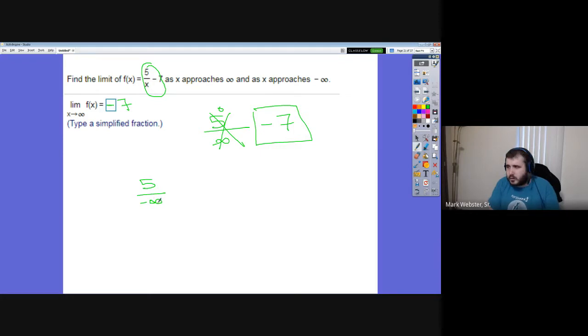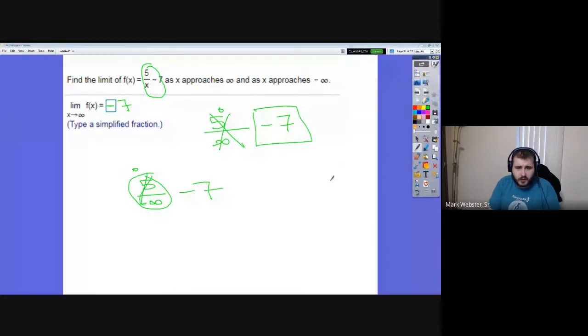Doesn't matter if the big number is positive or negative, this is still going to be 0, right? So 0 minus 7 is still going to be negative 7. So it doesn't matter if it's going to positive infinity or negative infinity, it's just negative 7. And this is what we mean when we're talking about a horizontal asymptote. This is what we actually mean.